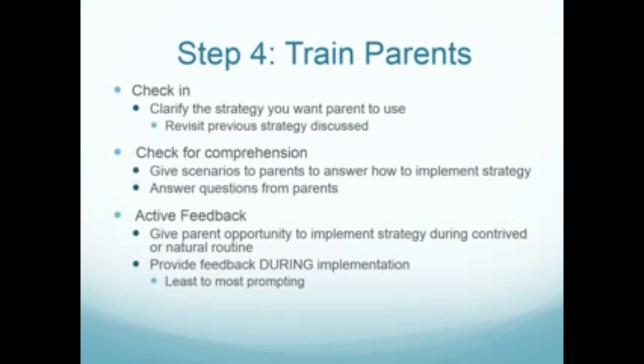And then active feedback. So the parent is implementing Premac with the child. You are going to be talking directly to the parent. You are not going to be talking to the child. So if the child is refusing to eat the apple, you're going to tell the parent, okay, use Premac. Tell him, first apple, then pudding. And the parent will say to the child, first apple, then pudding. So you're basically talking to the parent as if the child's not even there. And you're giving them that feedback. Or if they're being successful, you're going to give them that feedback right then.